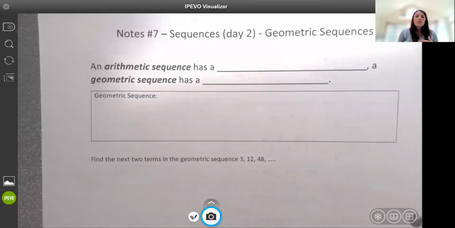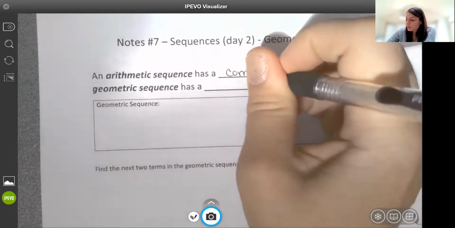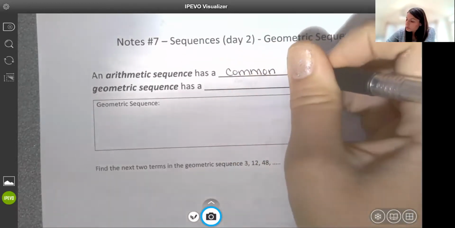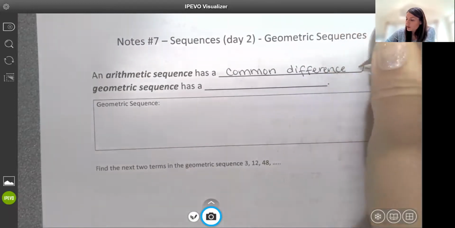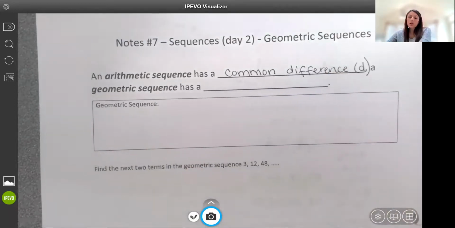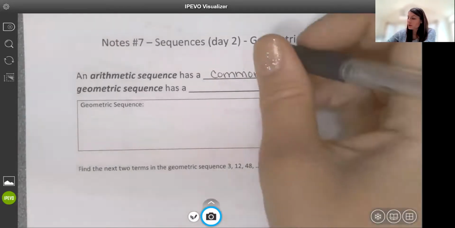Okay, so the other day we talked about arithmetic sequences, which were linear. They had a common difference. So an arithmetic sequence, we learned, had a common difference, which we use the variable d to represent in our formula, and that they were linear.